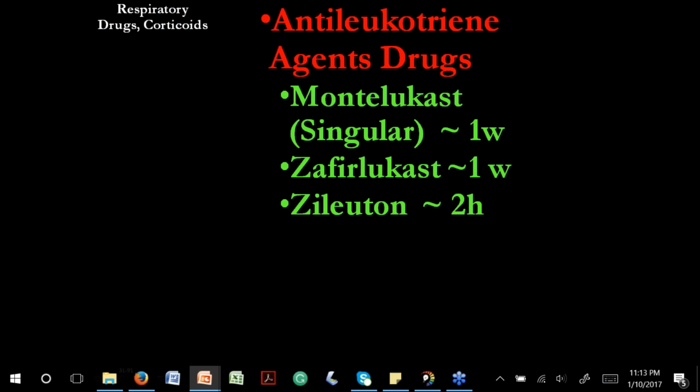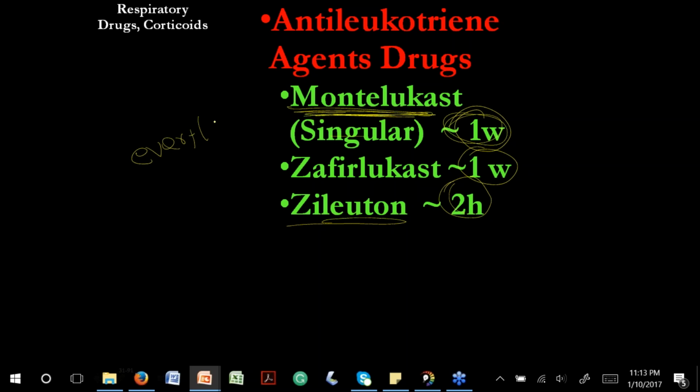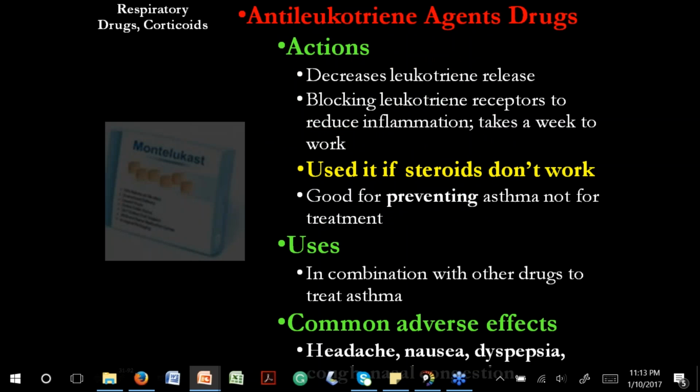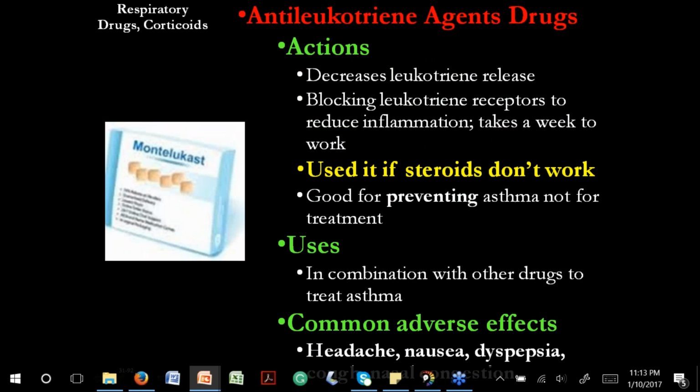Okay, so leukotrienes, what we need to remember here is that they are going to take effect in 1 week. The latest one takes 2 hours, but the most common is montelukast, that is going to take effect in 1 week, and you need to take it every day. Otherwise, it's not going to take effect. All right, so anti-leukotrienes are used if the steroids are not going to work.